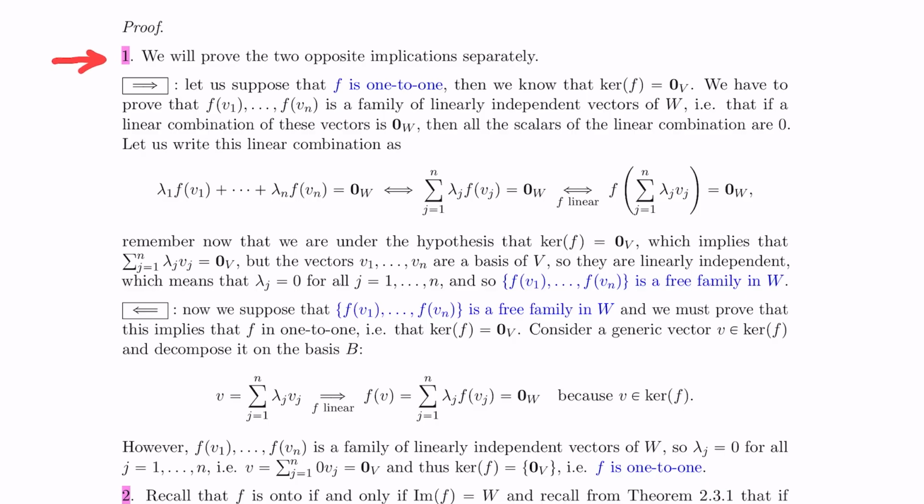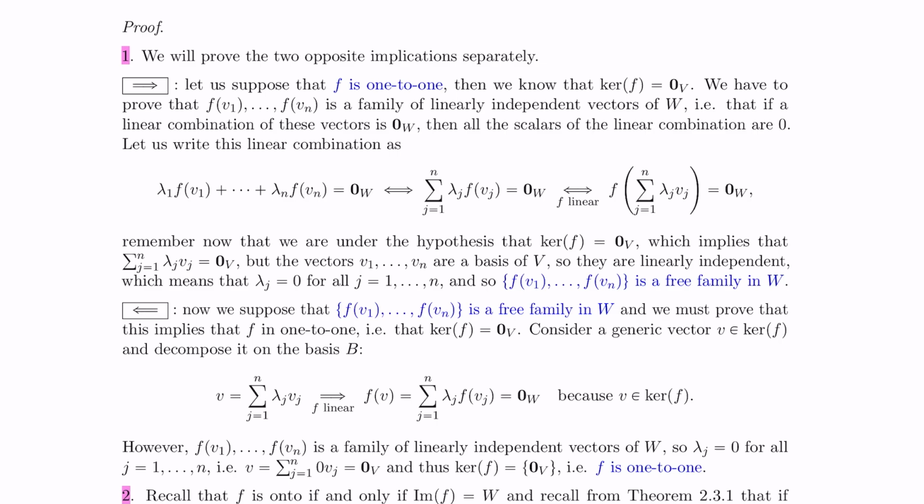Let's now see how we can prove statement 1. Let's start by proving the direct implication. That is, let's suppose that f is one-to-one, then we must show that this family here is free in W. First of all, recall that f is one-to-one if and only if its kernel is reduced to the only null vector of V. We're going to use this property in just a minute.